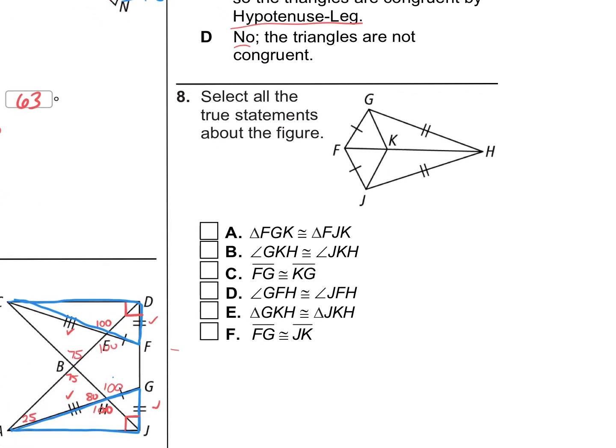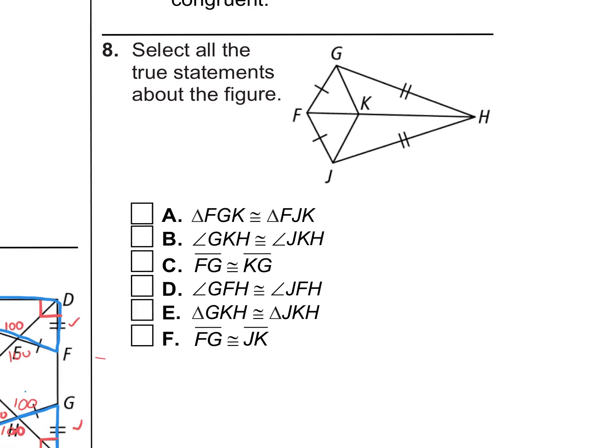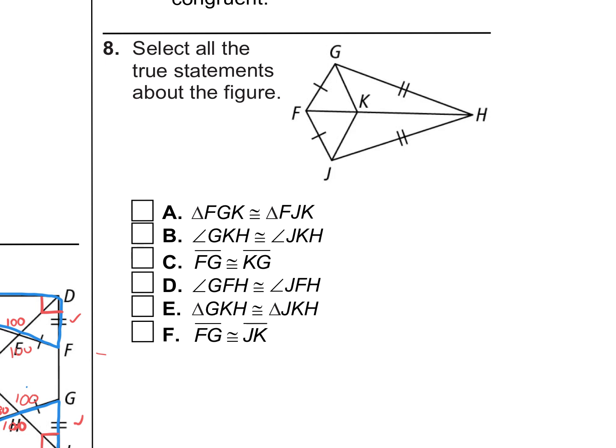Number 8. On this one, it is okay to assume things by what they look like. I am okay with that on number 8. So you don't need to go through and say this is congruent to this, because does it get messy really fast? Yes. I am okay if you assume things on this one. So let me tell you what I'm talking about. FGK, so this triangle, is it congruent to this triangle? Just by looking at it, do you think it should be? Yes. So that one works.